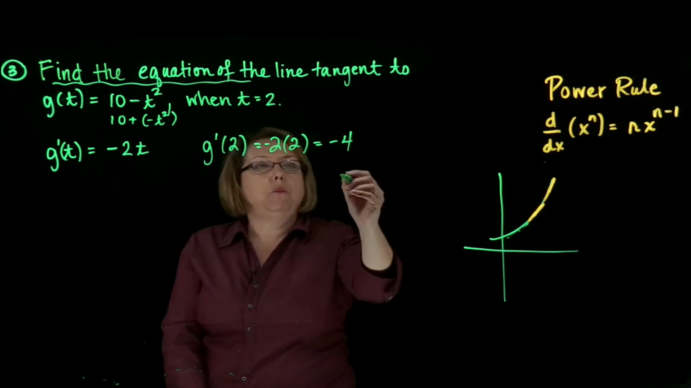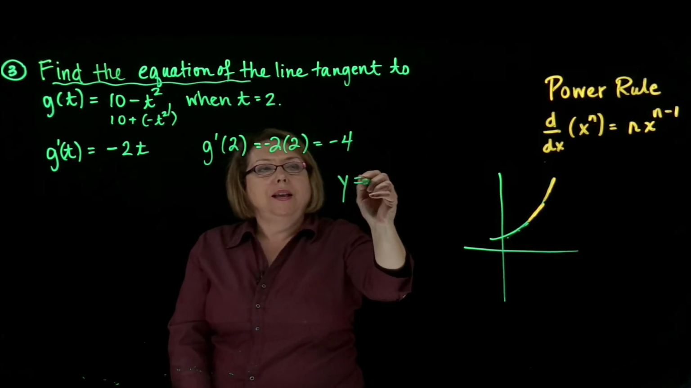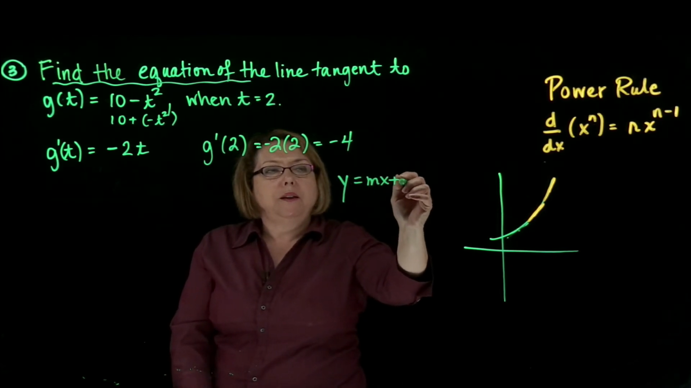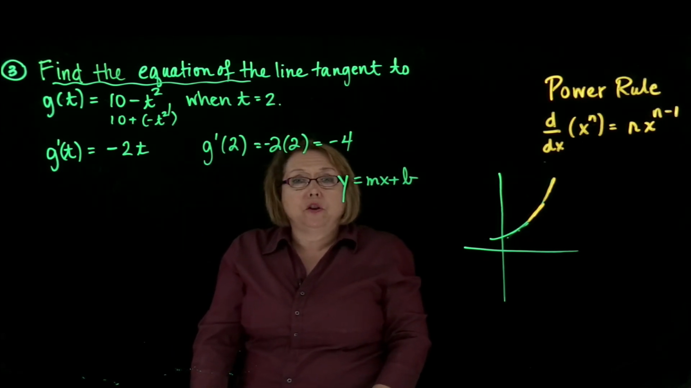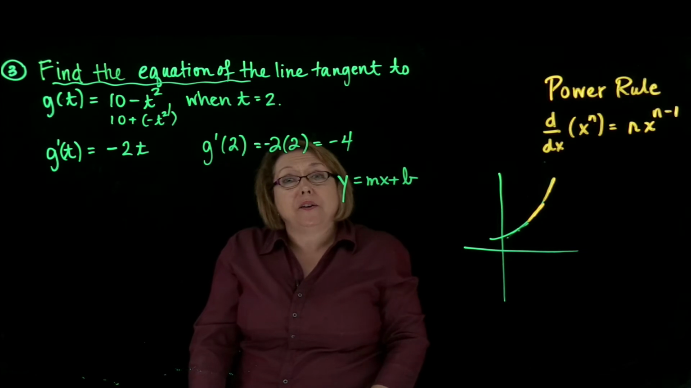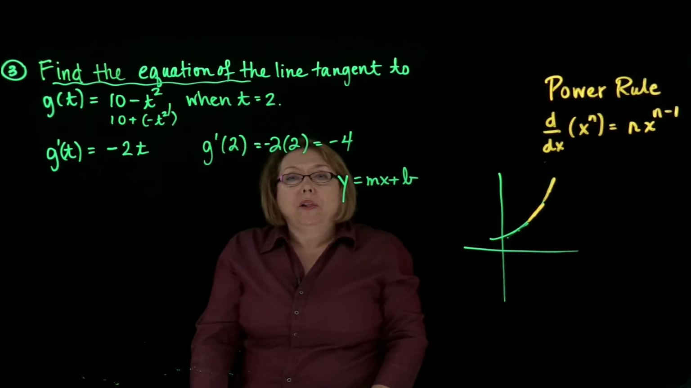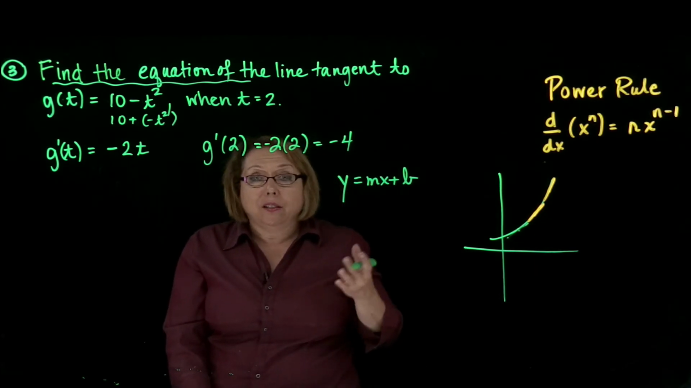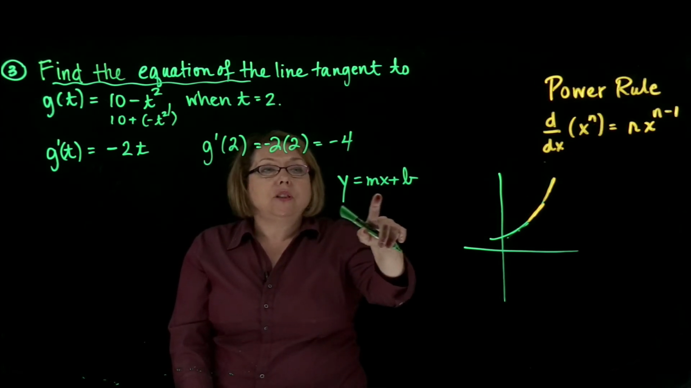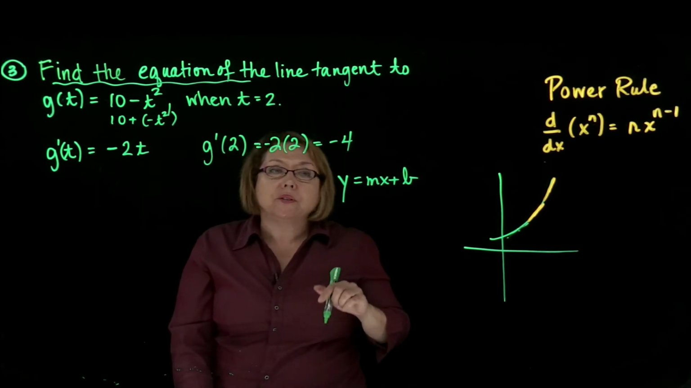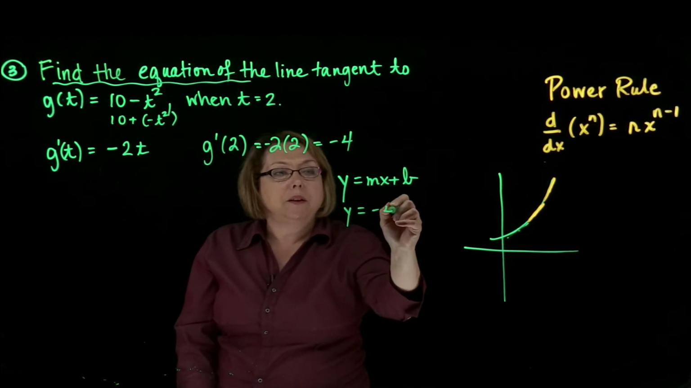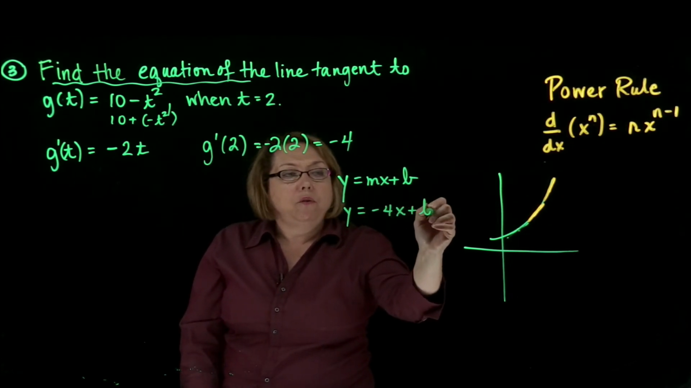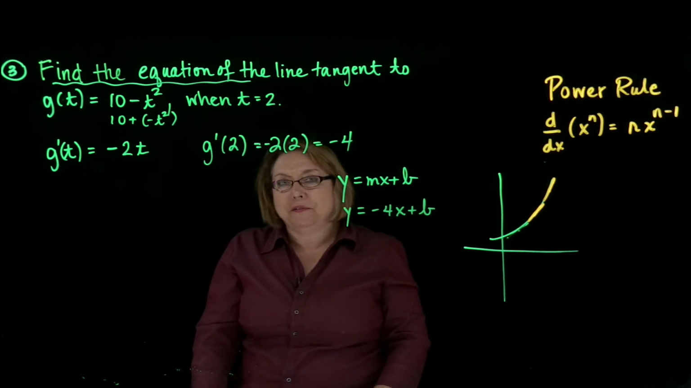So the equation that we would be looking for is y equals mx plus b. No matter what my function looks like, if it's a quadratic or a cubic or a quartic or something higher in degree, we'll always have a tangent line. So the tangent line will have this form of y equals mx plus b. So what we found so far is m, but we don't know b, and we need to find it.